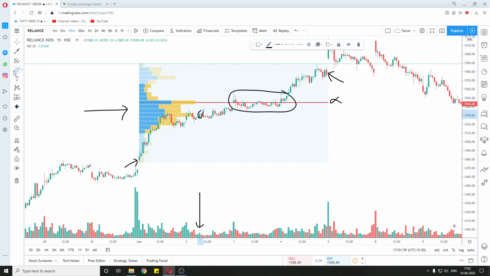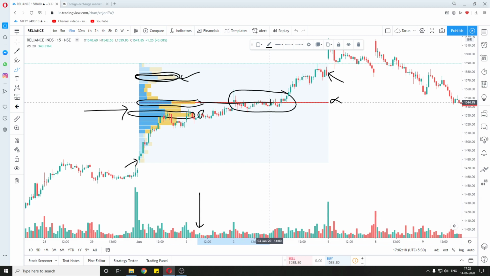Now we can also see in this histogram chart that this particular bar has a lot of volume as well, as does this candle, and this was the biggest candle, and this has the POC, the red line, which tells us that the maximum number of shares were traded in this range.